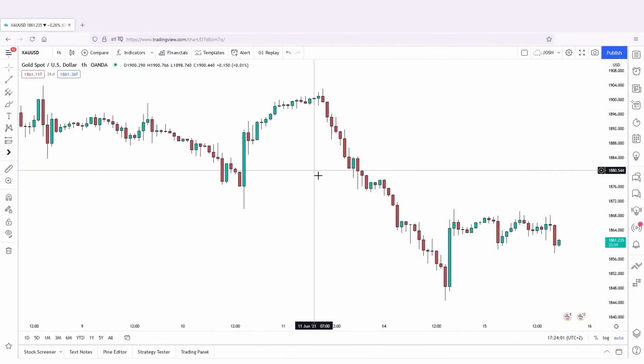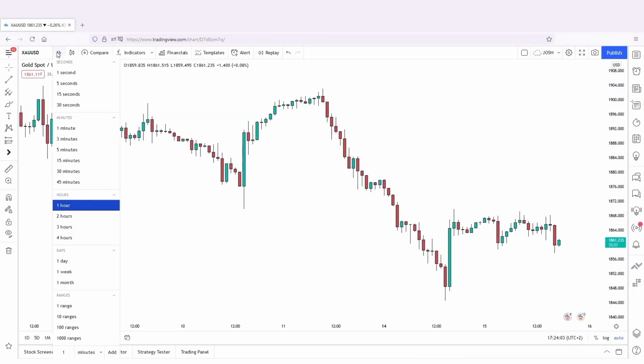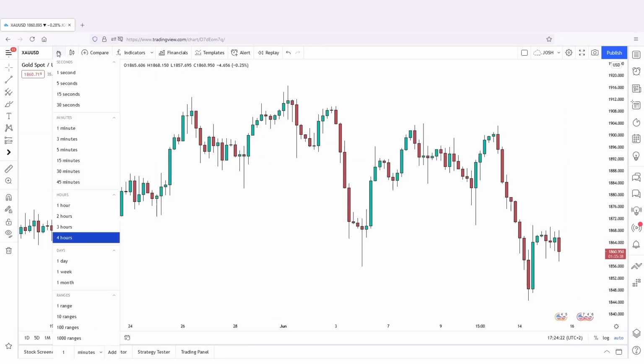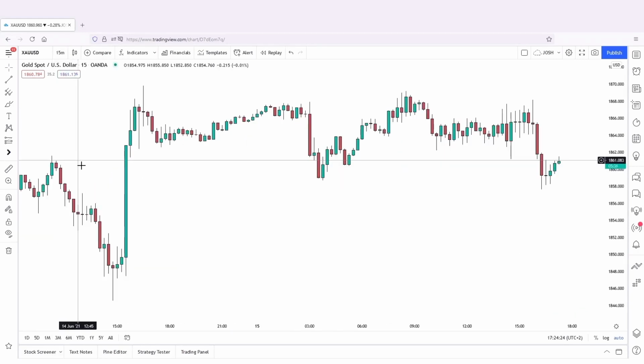Technical analysis can be performed on any time frame, such as the 15-minute chart, the 4-hour chart, or the daily chart. Depending on the time frame, the time period represented by the candlestick changes. If we are looking at the 4-hour chart, each candlestick represents a 4-hour time interval. If we change to the 15-minute chart, each candlestick represents a 15-minute time interval.